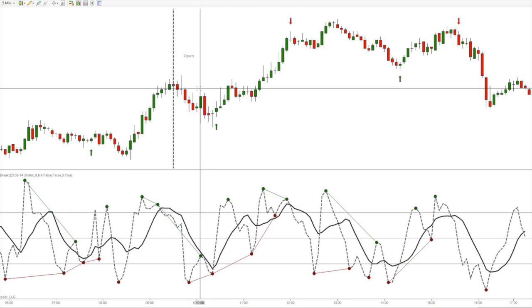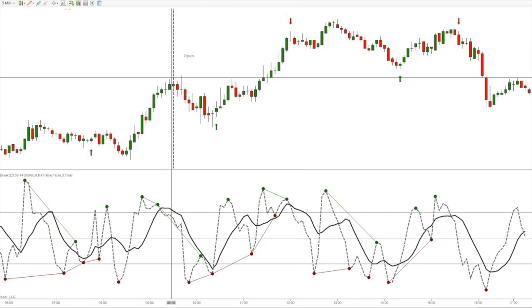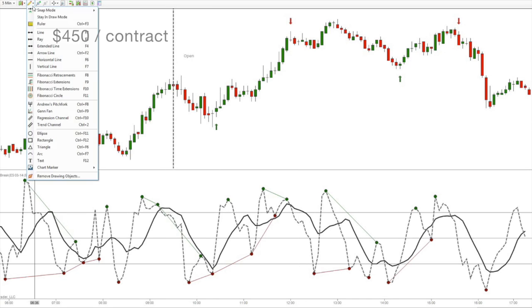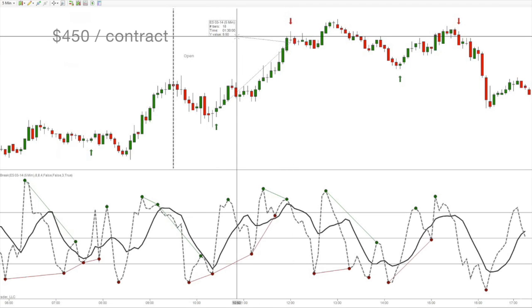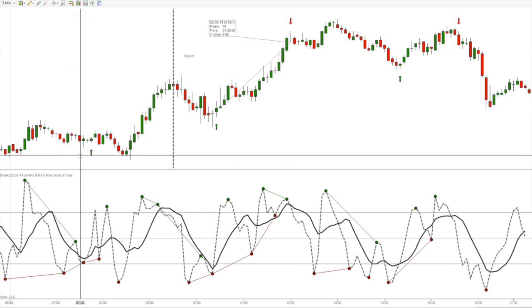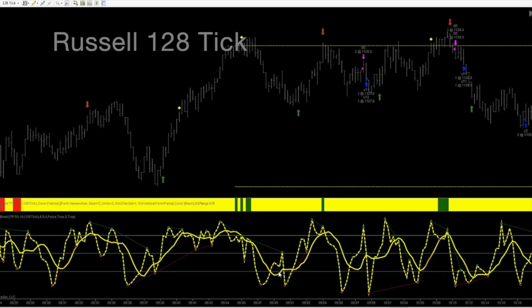I would not have taken that reverse signal as it was going into lunch. That move was plenty, looking at 9 points. And of course this can be configured if you like your charts to have a black background.